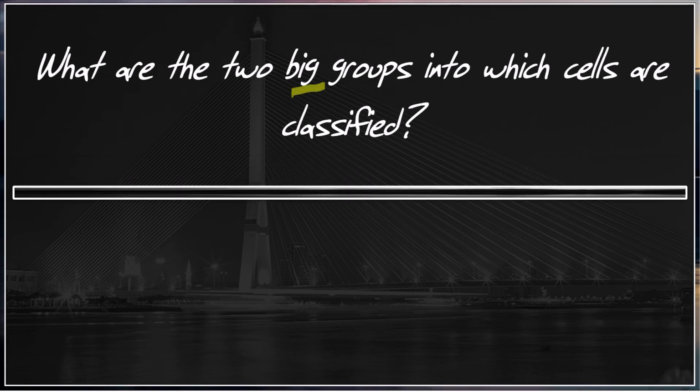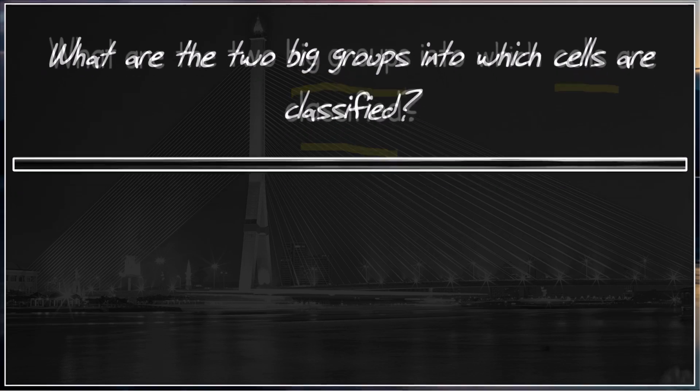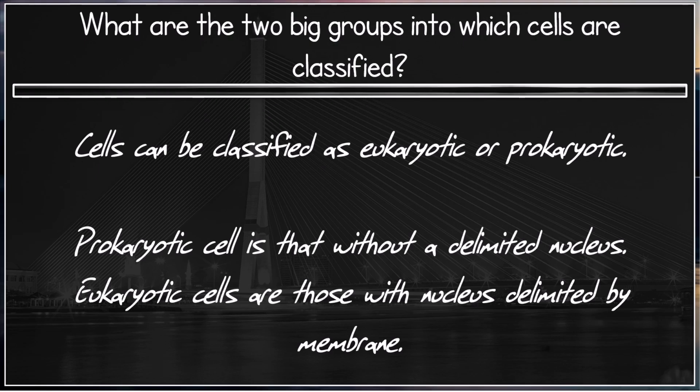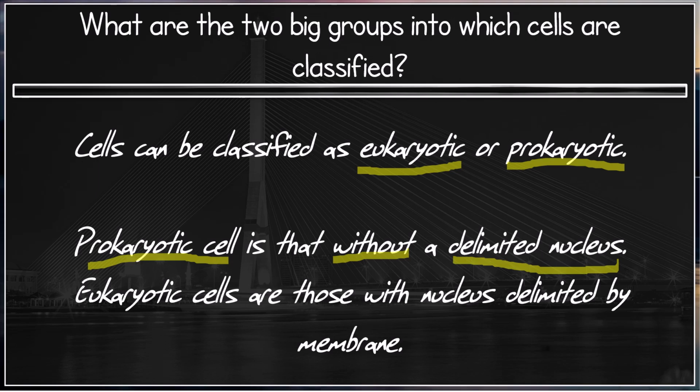What are the two big groups into which cells are classified? Cells are classified as eukaryotic or prokaryotic. A prokaryotic cell is one without a delimited nucleus. Eukaryotic cells are those with the nucleus delimited by a membrane.